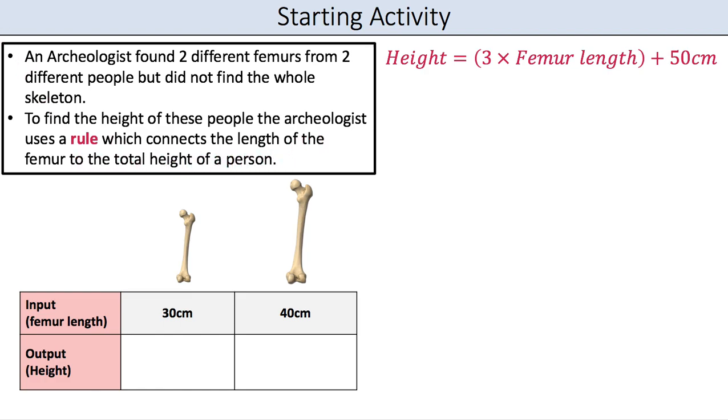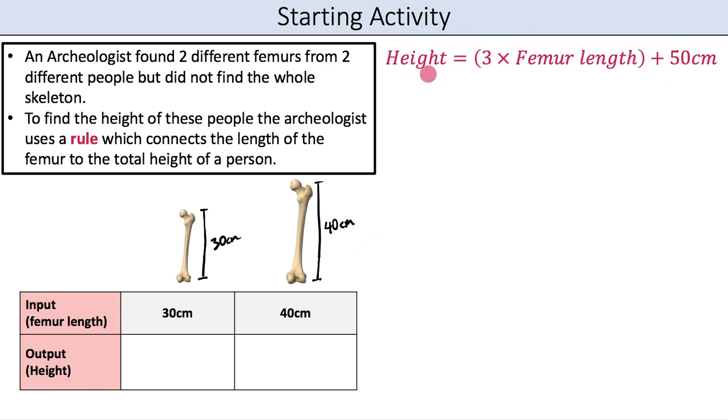So let's just take a step back and really consider what we're being told here. So this archaeologist found two femurs, and then she measures them. This one is 30 centimeters. This one is 40 centimeters. Now she's hoping to use this information, the length of the femurs, to figure out what the total height of the person is. And that's where this rule comes into play.